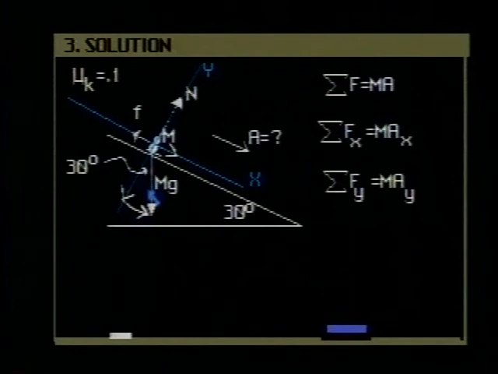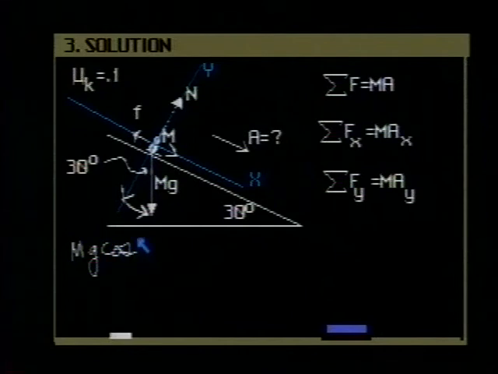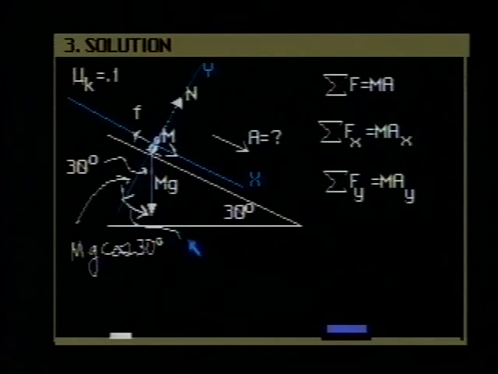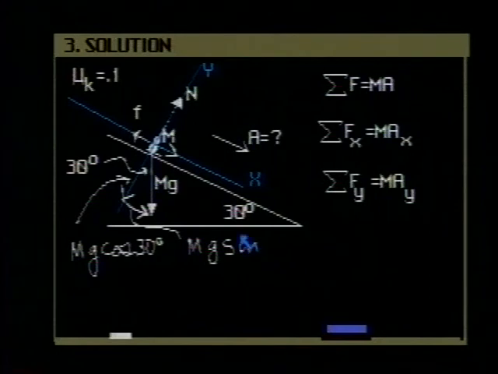We can then evaluate these components. We have a right triangle with included angle 30 degrees, the same as the angle made by the slope, and hypotenuse mg. The y component then would be mg times the cosine of 30 degrees. The x component we can write as mg sine 30 degrees.